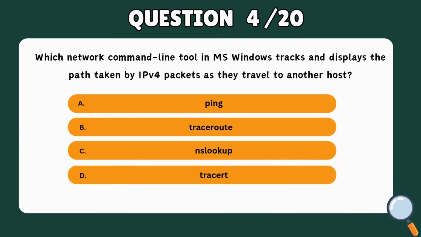Question 4. Which network command line tool in MS Windows tracks and displays the path taken by IPv4 packets as they travel to another host? A. Ping. B. Traceroute. C. nslookup. D. Tracert. Correct answer. D. Tracert.